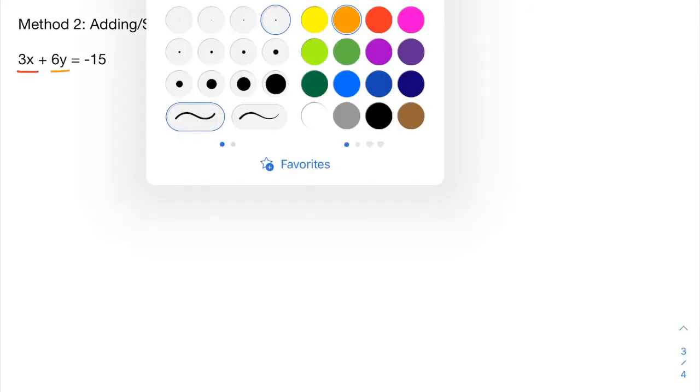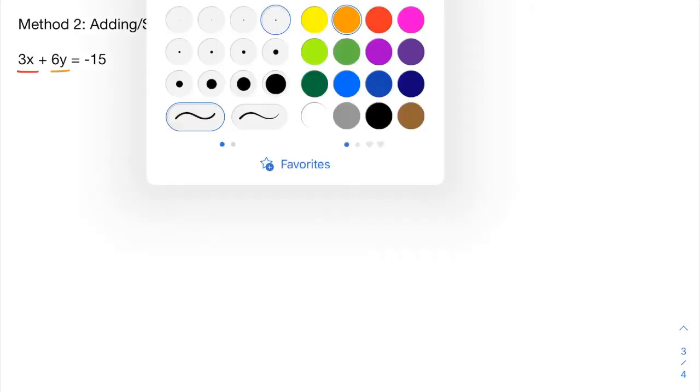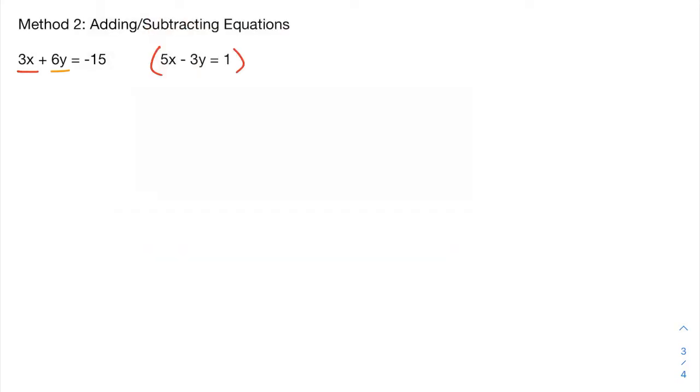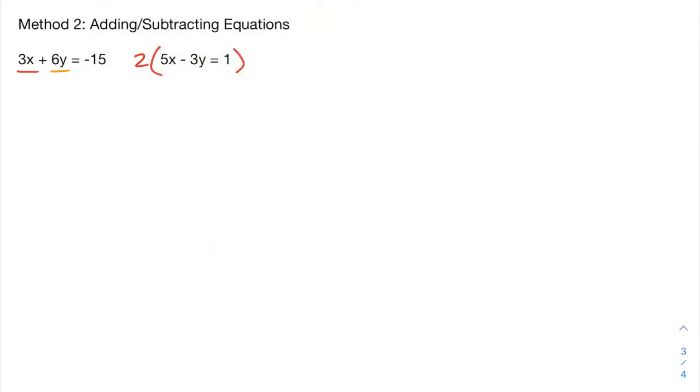So what I'm going to do is take this second equation and multiply it by 2. So I'm going to multiply both sides. Math says I can do that, as long as what I do to one side, I do to the other side. So 2 times 5 is 10x, 2 times negative 3 is negative 6y, and then 2 times 1 is 2. Okay. So I have just increased that equation by a factor of 2.